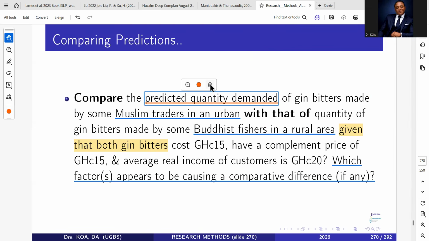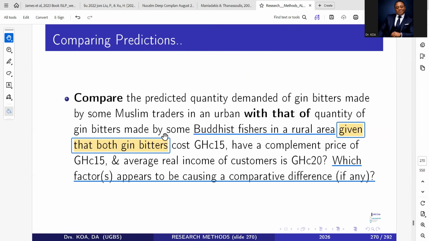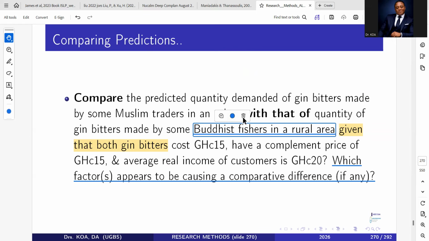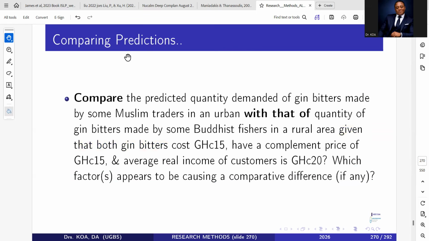So the first question is: compare the predicted quantity demanded of gym bitters. So you're going to have 2 different quantities demanded of the gym bitters. Let me just delete this, then I talk, because this is deep to my heart, because the questions here are deep. So we are looking for the quantity demanded of gym bitters, but then there are 2 scenarios. The first one is made by Muslim traders in an urban area. Take note.